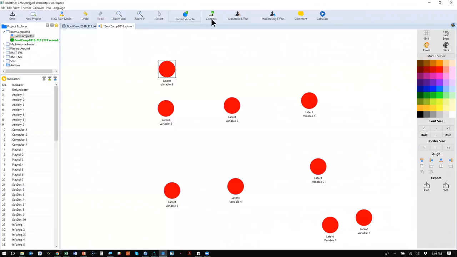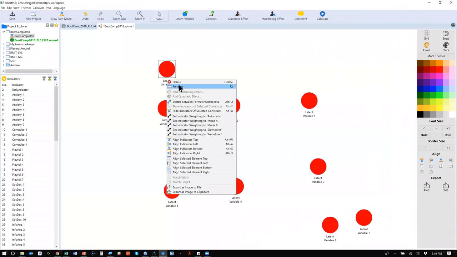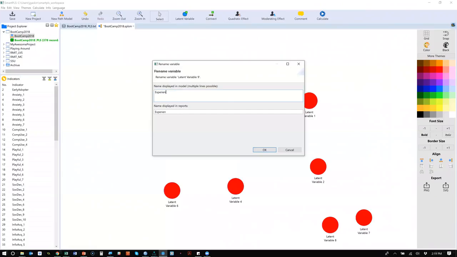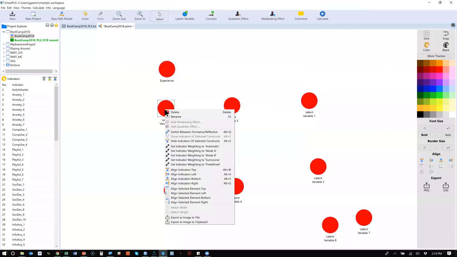And then you need to go to the selector instead of the latent tool. Go to the selector. And we're going to rename these. So this one up top, if you were to right click it and go to rename, or just hit F2 while it's selected, you can rename it to experience. So right click any latent factor to rename it.